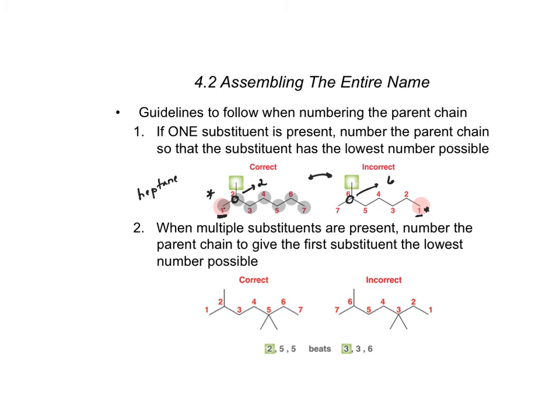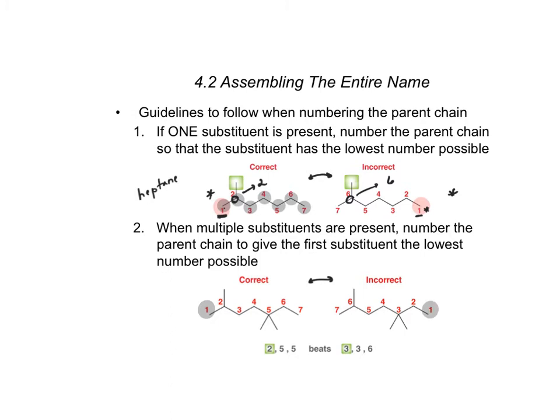Okay, and so this one's kind of easy because there's only one substituent. What about if we had more substituents? So let's say that we had this molecule down here. And again, this is the same compound that we're looking at. We are just contrasting the two possible ways with which we could number the parent chain. So we could start over here on the left, or we could start over here on the right.